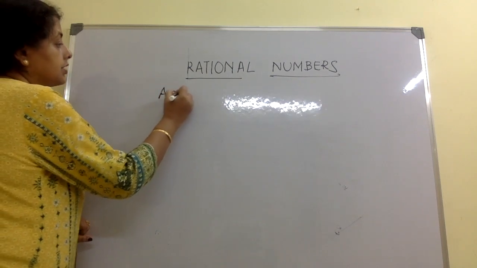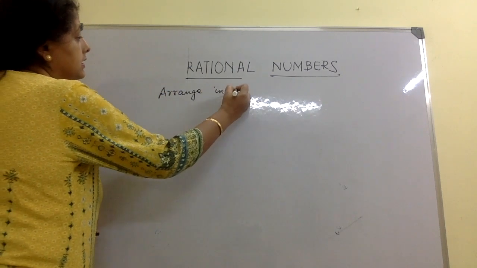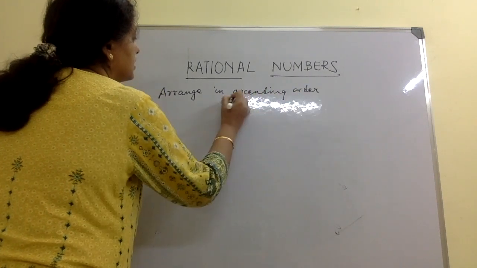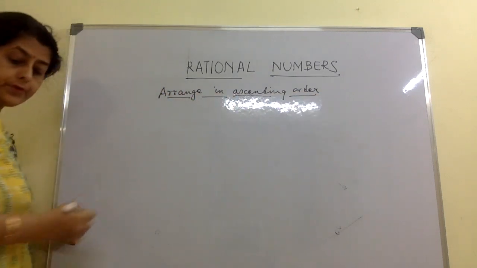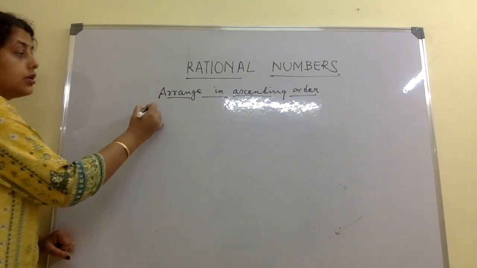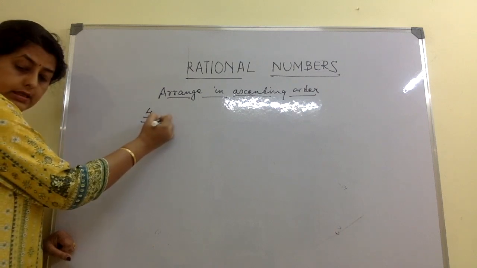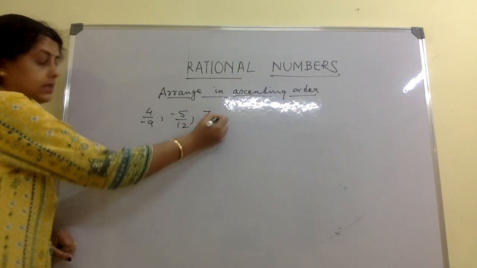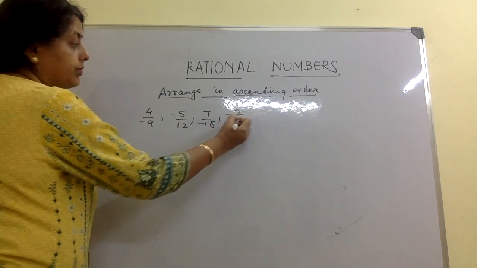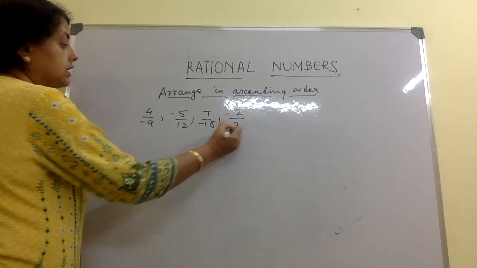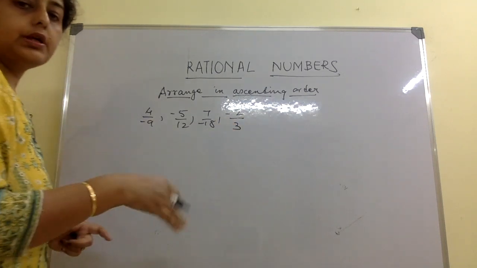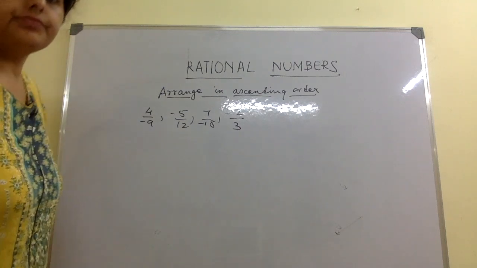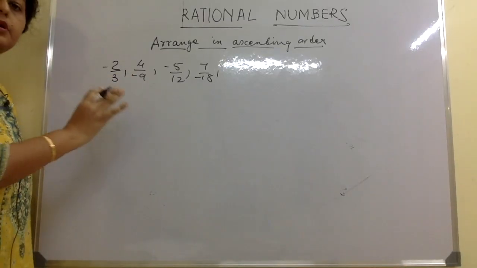Here, arrange in ascending order. Okay, how do we arrange in ascending order? So we have 4 by minus 9 and then minus 5 by 12, and then we have 7 by minus 18 and minus 2 by 3. Now these are the numbers that I have to put in the ascending order. Okay, so these are my 4 rational numbers.